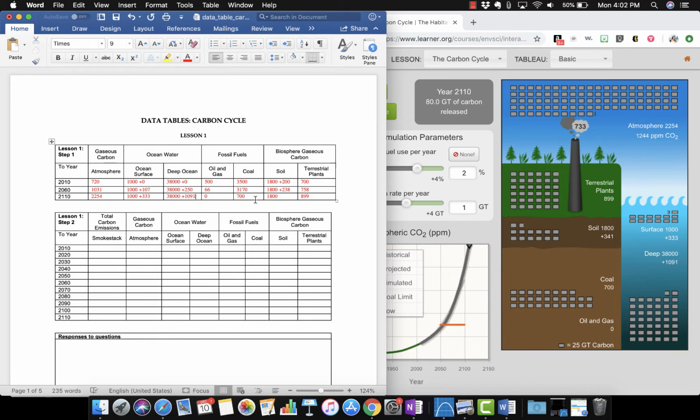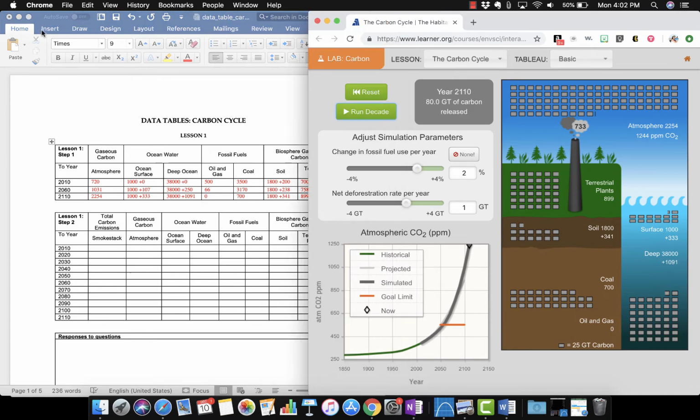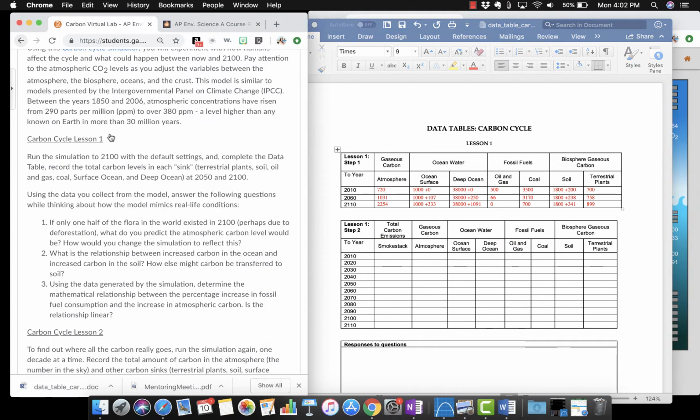Oil and gas is 0. Coal is 700. Soil is 1,800 plus 341. And then terrestrial plants is 899. Okay, there we go. So we filled out our first data table.